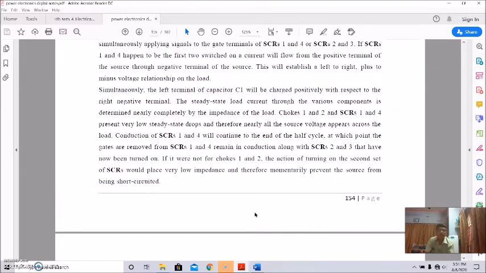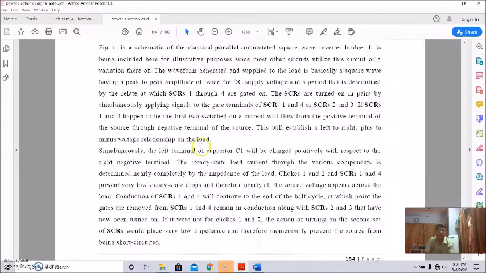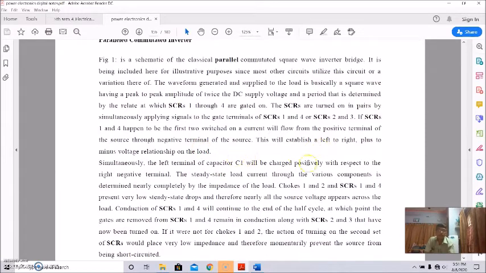So capacitor C1 will be charged positively with respect to the right negative terminal, and the steady state load through the various components is determined nearly completely by the impedance of the load. Choke 1 and 2 and SCRs 1 and 4 present very low steady state drops, and therefore nearly all the source voltage appears across the load.